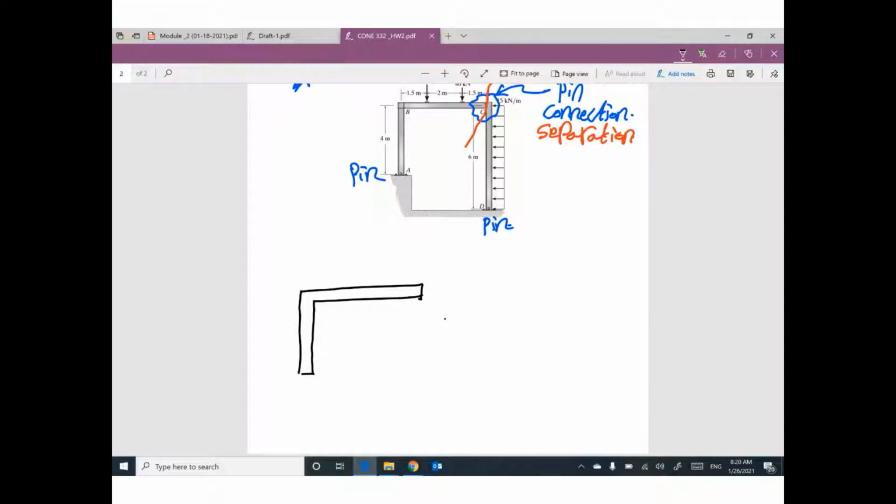The second part, this one. Does that make sense? A is pin support. So we have two reactions, one vertical, one horizontal, XA and YA. D is pin support. So we have two reactions, one vertical and one horizontal, XD and YD.